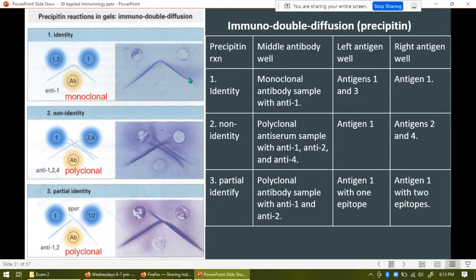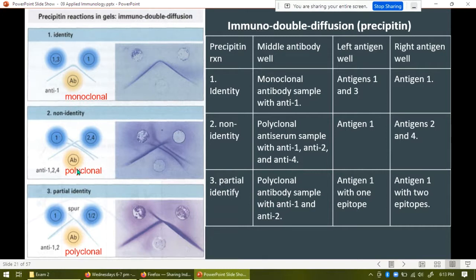Now what you're going to have to do in order to actually see this precipitation is stain the agarose gel with Coomassie blue dye, which binds to proteins and makes them evident. It's just a blue color. And then you'll have to destain, and then you'll be able to see it through a clear gel.